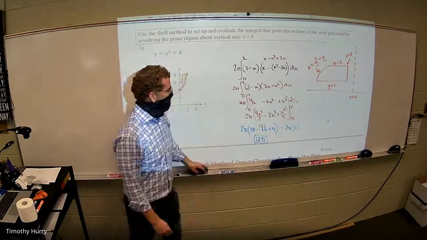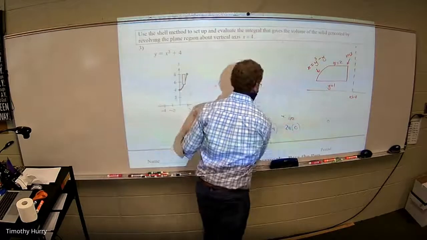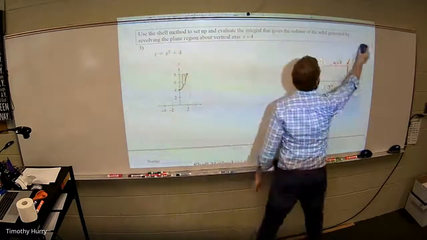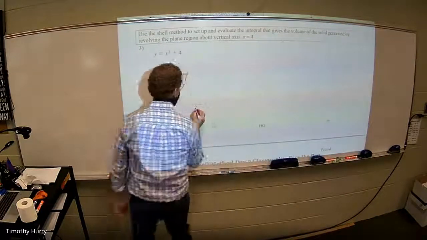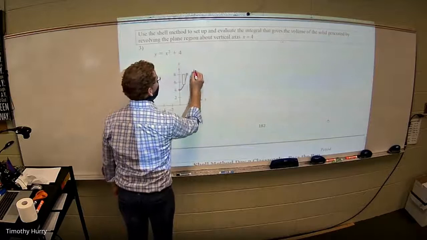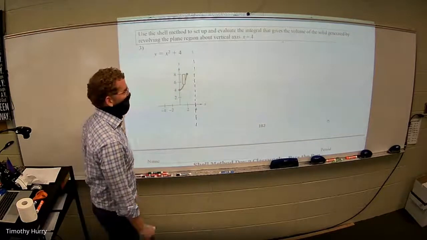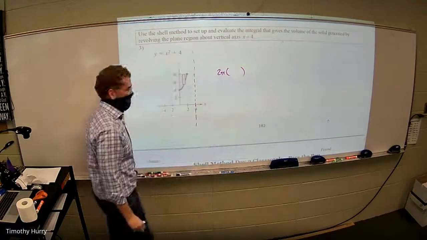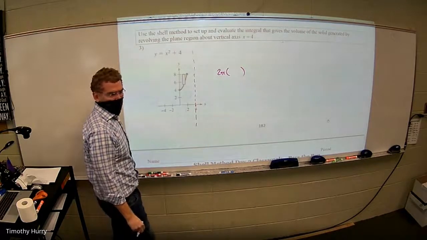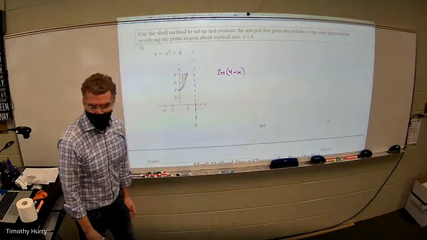All right, check out this one. So what if I rotated about the axis x equals 4? That's not drawn in there, but it's over here. Real quick, help me out. What do we do? 2 pi what? 4 minus x. Guys, don't overthink that radius.